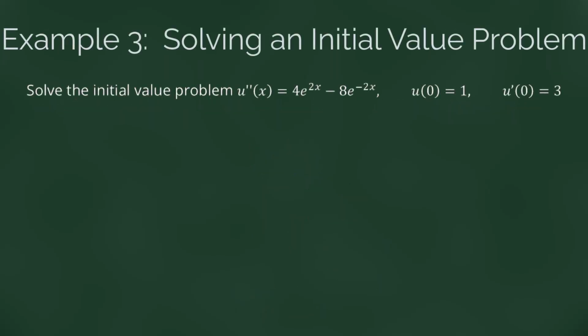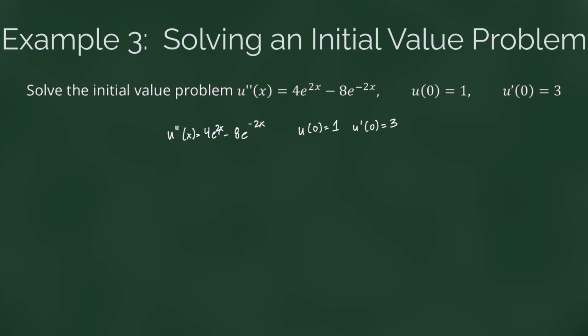We've taken a look at how to find a general solution, but sometimes we don't want a general solution, we want a specific solution. In that case, we're solving what's called an initial value problem, and we need to be given some specific values that will help us figure out the values for the constants. So let's see if we can solve the initial value problem. u double prime of x equals 4e to the 2x minus 8e to the negative 2x, given the initial conditions that u of 0 is 1 and u prime of 0 is 3.